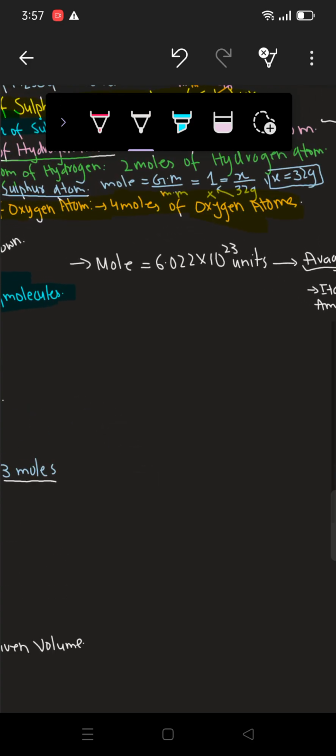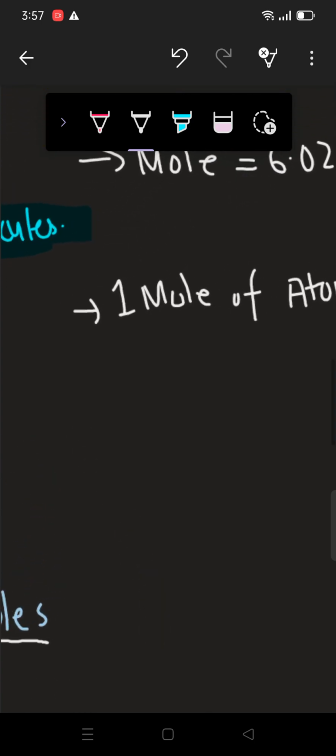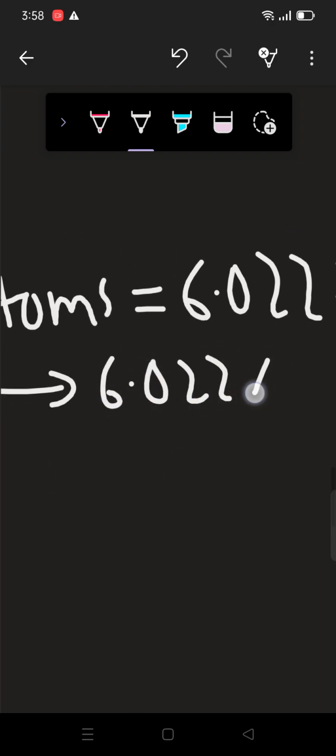Now 1 mole of atoms will have how many atoms? 1 mole of atoms will have 6.022 into 10 to the power 23 atoms, right? Because we know that whenever there is 1 mole, there are 6.022 into 10 to the power 23 particles. If we have 1 mole of atoms, there will be 6.022 into 10 to the power 23 atoms. And if we have 1 mole of molecules or 1 mole of gas, it will have 6.022 into 10 to the power 23 gas molecules, right? Because we have 1 mole of gas, right? So 6.022 into 10 to the power 23 gas molecules.